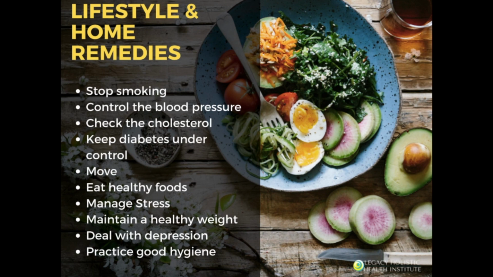Now that we understand some of the preventative measures and some of the different treatments, let's take a look at what lifestyle and home remedies may be available for people to really change their lives. Some of the best ways to keep heart disease under control is to stop smoking if the person still smokes. Smoking is a major risk factor, and so quitting is the best way to reduce the heart disease by up to 36%.